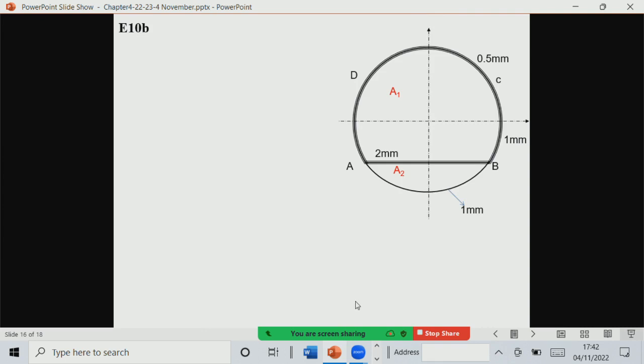Now we move on to the second part, when this is a double cell tube. For the double cell tube, we need a combination of equilibrium and compatibility equation. So this is the torque applied. Say the torque applied is anticlockwise. So the cells have different areas, so they cannot be subject to the same shear flow. So the torque applied, say it's anticlockwise, both shear flows in the cells are also anticlockwise. So I can easily find the areas of the cells. The torque applied is equal to 2A1Q1 plus 2A2Q2.